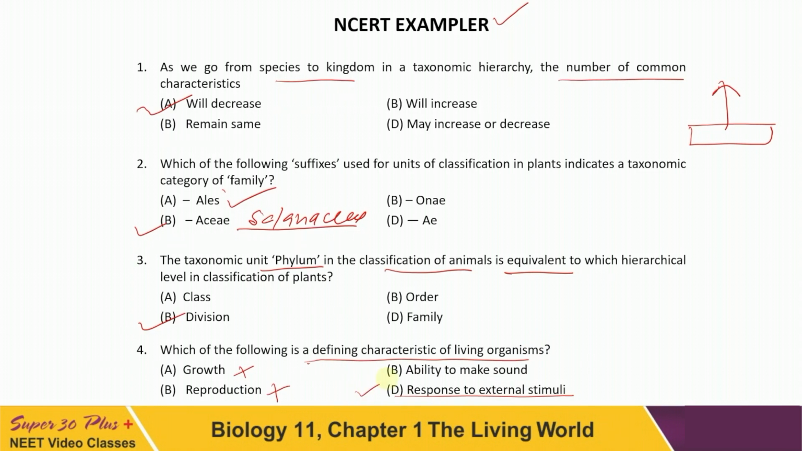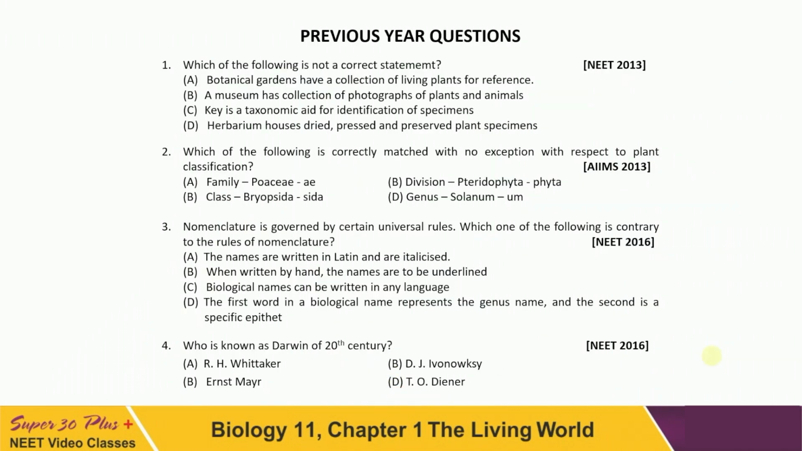So these are some of the questions from NCERT exemplar, and these are some of the questions from previous year examinations, NEET examination, for example. Which of the following is not a correct statement? Come on. Botanical gardens have a collection of living plants. Yes, this is right. We do not preserve the plants here, this is conservation. Museums have a collection of photographs of plants and animals. No. Museums have preservation of animals, plants and different plant and animal parts. So this is the wrong one.